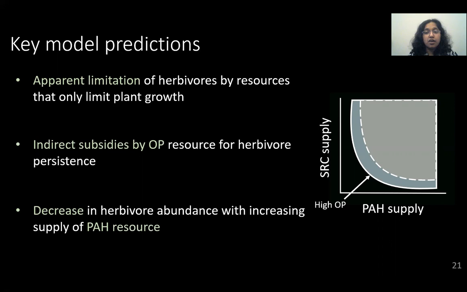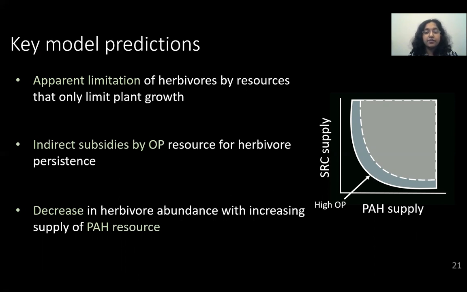Lastly, the other counterintuitive prediction from our model is the potential for herbivore abundance to decrease with increasing PAH resource, especially when herbivore growth responds to PAH concentration. This result occurs due to the fact that plant growth increases at a faster rate in response to PAH resource supply than the tissue concentration, eventually leading to a decline in plant growth due to density dependence. Slower plant growth then supports lower herbivore consumption, leading to a decrease in herbivore biomass or abundance.